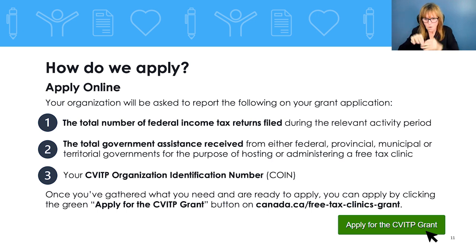With this information in hand, you can apply for the CVITP grant by clicking the green Apply for the CVITP Grant button, which can be found on either the main page of the CVITP grant or the subpage How to Apply. Be sure to read through the information on our web pages, including the How to Apply section and the CVITP grant terms and conditions, which can be found at canada.ca/free-tax-clinics-grant.